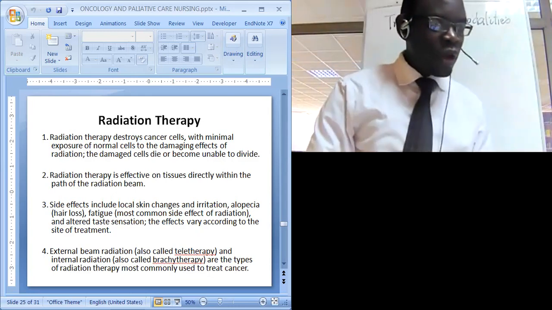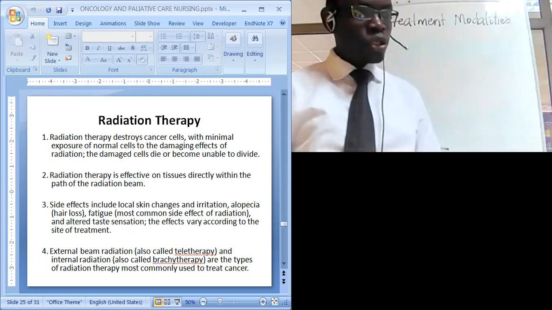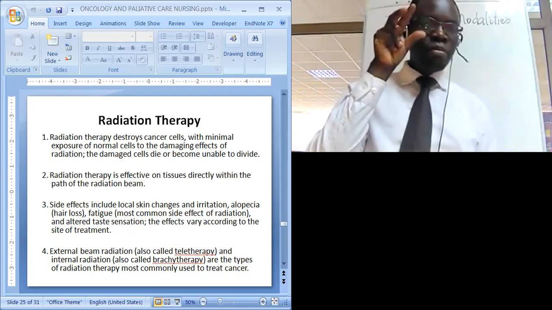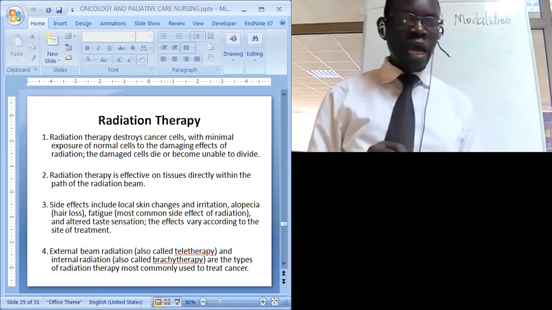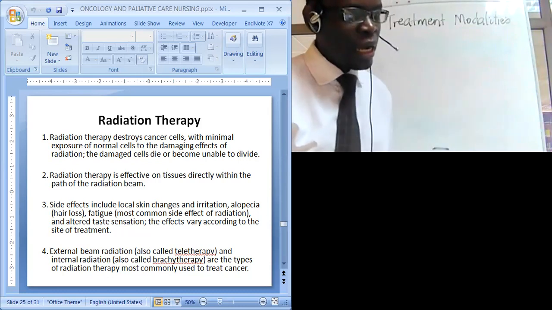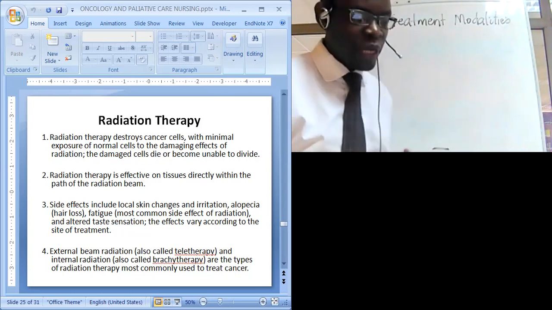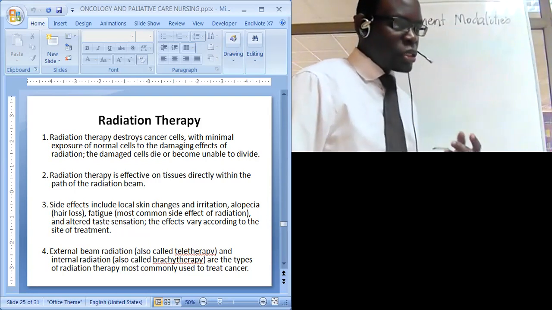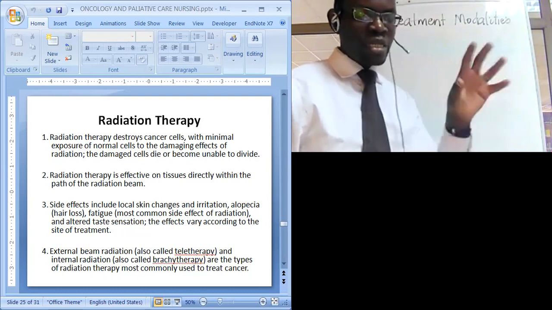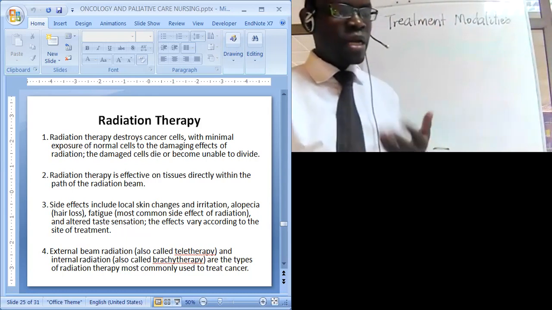Radiotherapy basically destroys cancer cells with minimal exposure to normal cells. In other words, with radiotherapy, they direct the beam where the tumor is. So there is minimal exposure to normal cells, and so the normal cells are not affected as much compared to chemotherapy. So the damaged cells die and become unable to divide. In other words, the tumor cells, when they are irradiated, die eventually, and then they become unable to divide.